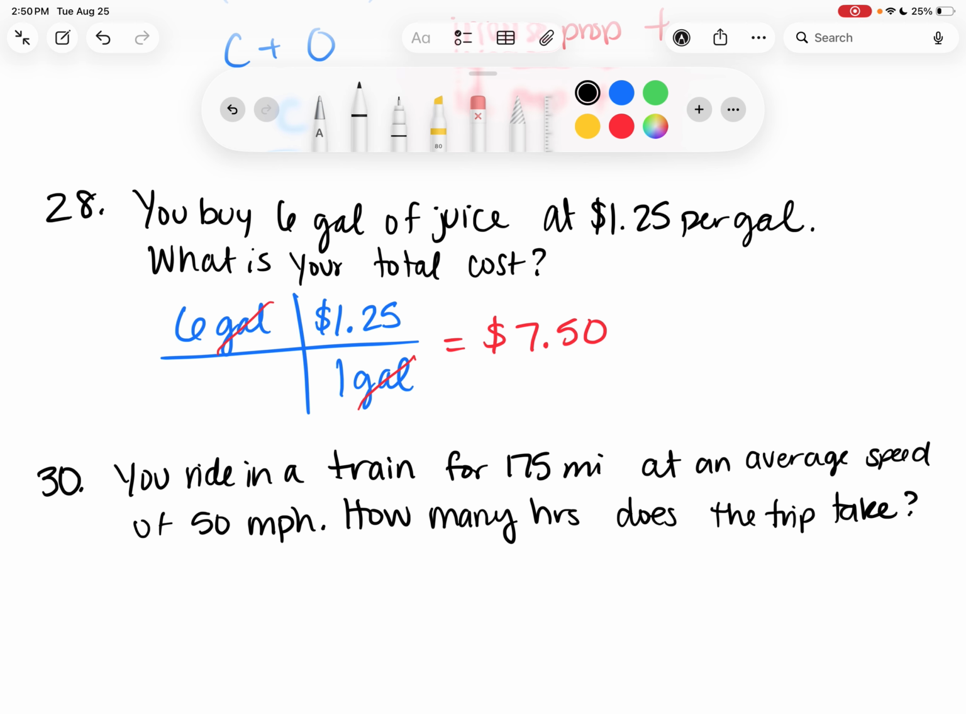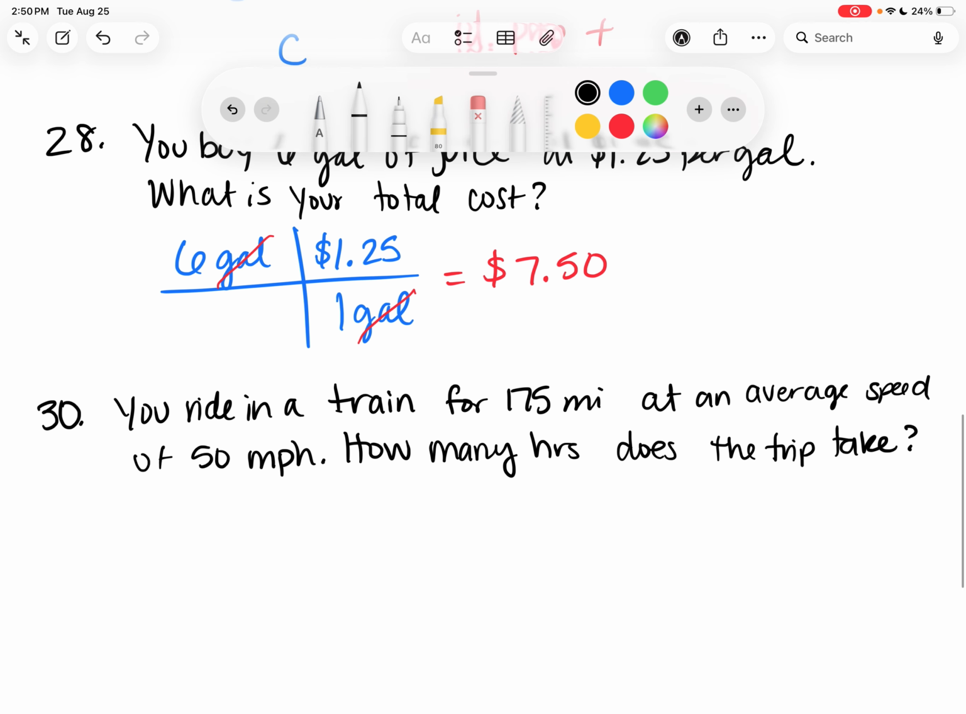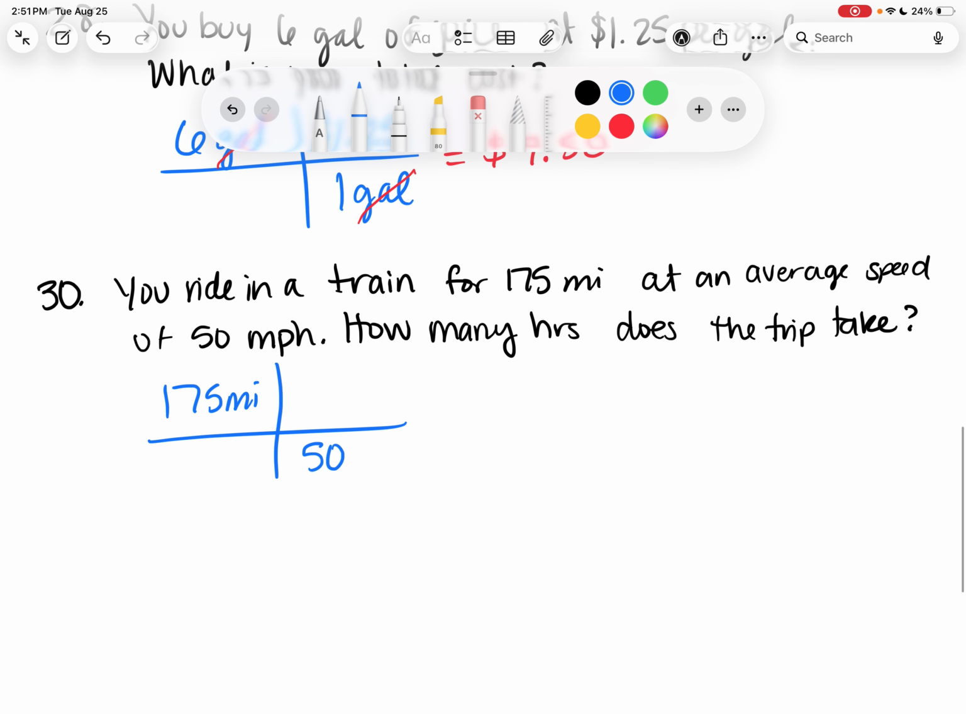All right, so again, we got to do our unit analysis. I'm going to start with the 175 miles up here on top. And I'm traveling at a speed of 50 miles per hour. Okay, so that's 50 miles per 1 hour. The temptation a lot is to put the 50 on top, but that's where the beauty of this chart comes into play. It helps us out with that. So we put the 50 on the bottom so that we have our units down here, 50 miles. Miles will cancel, and then in 1 hour.